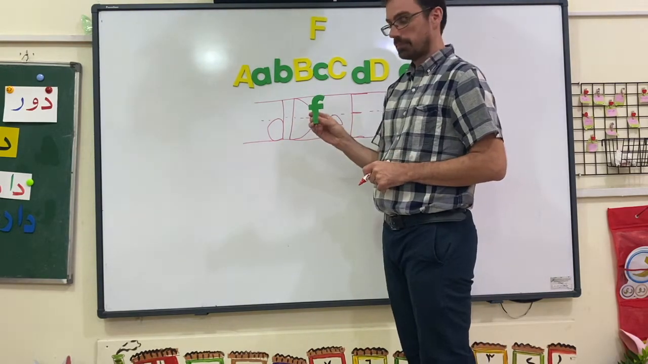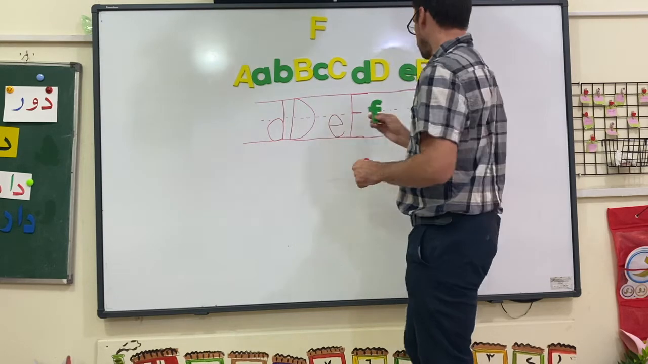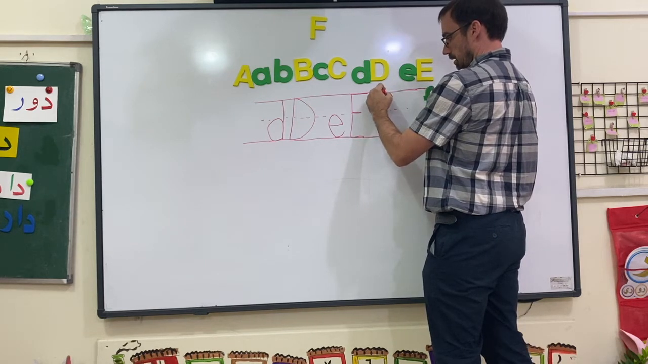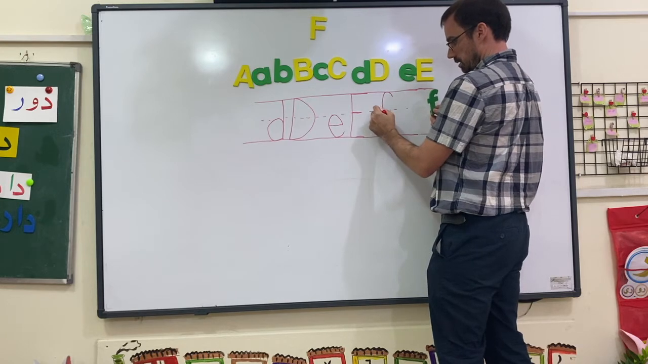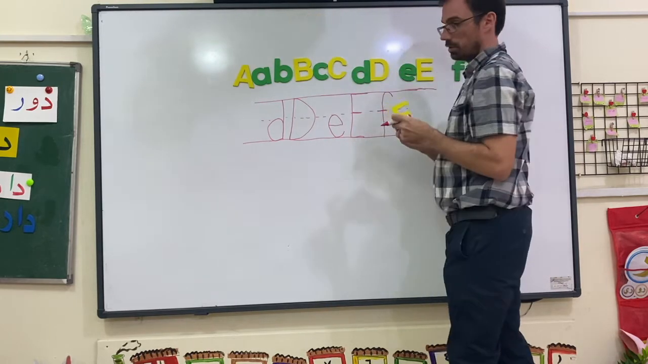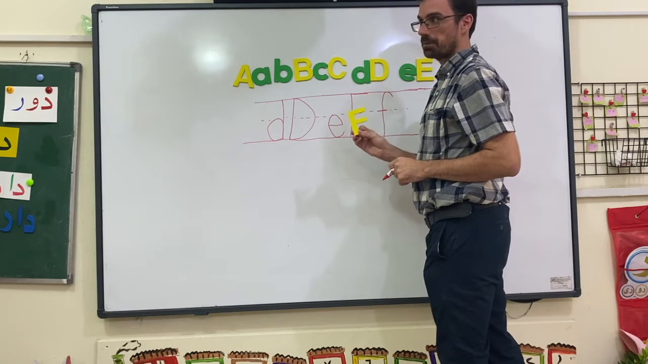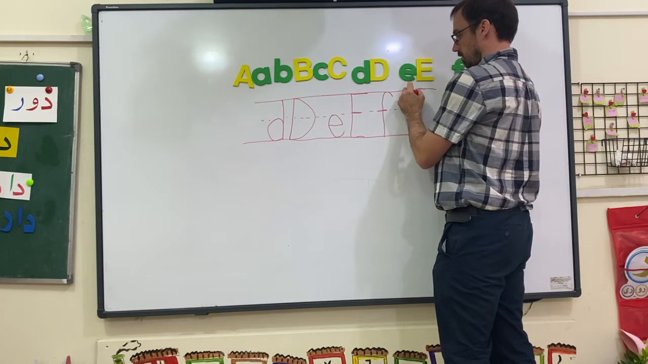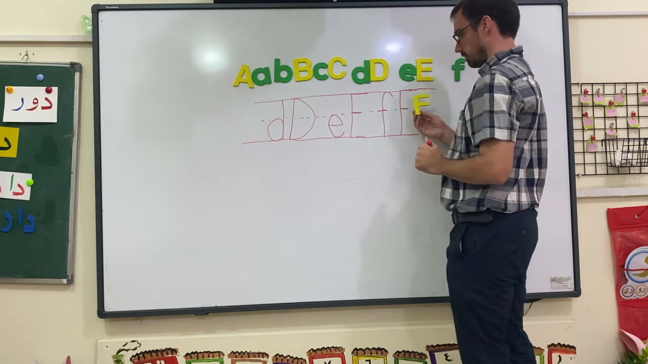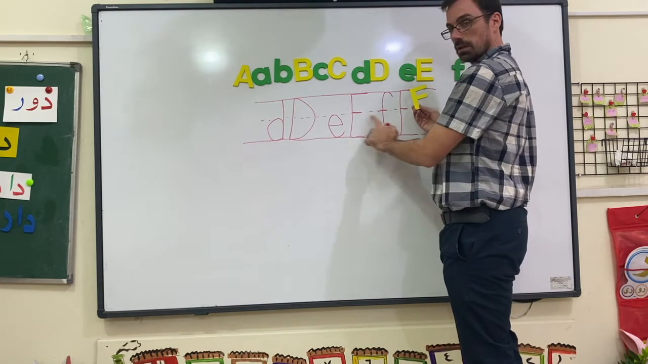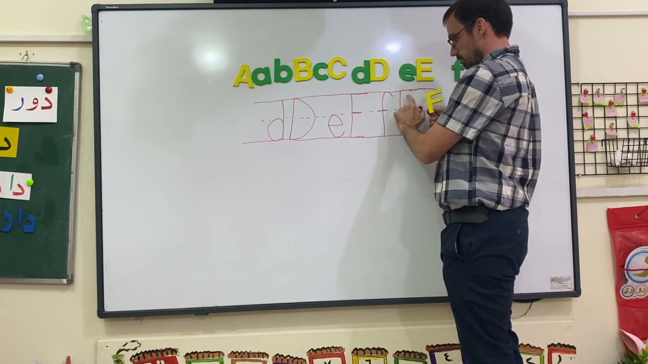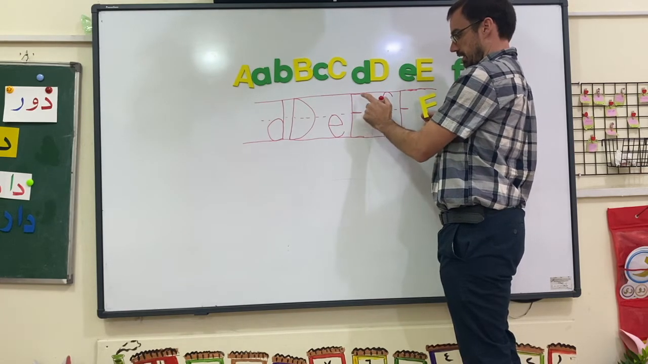And the last letter. To draw the letter F, you start near the top, little hook curve down, and then a little line across the middle. To draw the big letter F, capital letter F, you start at the top, a line across, down, and then a little line in the middle. So E and F look similar. The only difference is F has two arms, E has three.